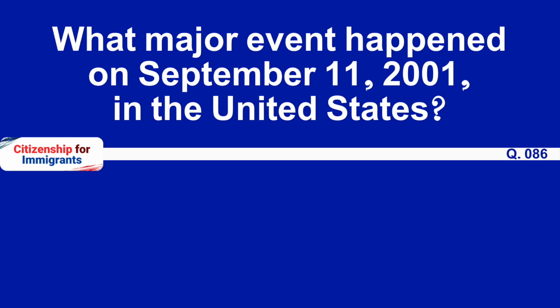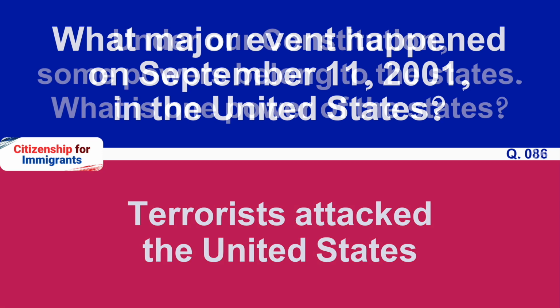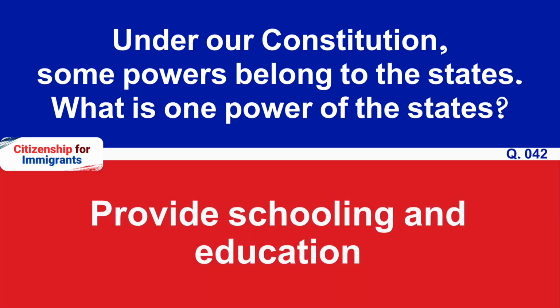What major event happened on September 11, 2001 in the United States? Terrorists attacked the United States. Under our Constitution, some powers belong to the states. What is one power of the states? Provide schooling and education.